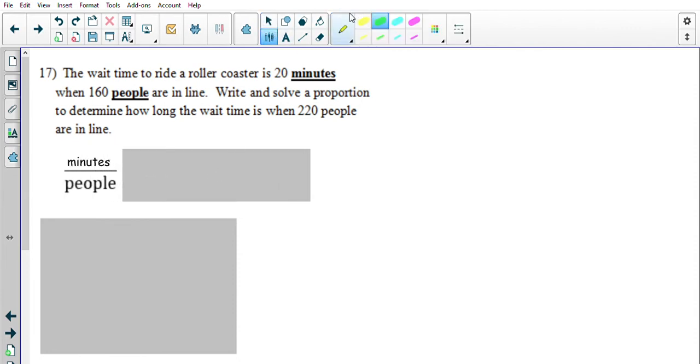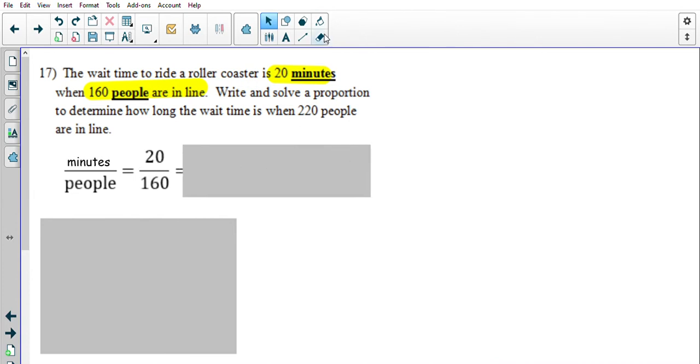So our first ratio is going to come from this first statement. It's 20 minutes for 160 people to go through the line, so 20 over 160. We're trying to figure out the wait time when 220 people are in line. We're talking about 220 people. People is on the bottom, so we put 220 on the bottom.